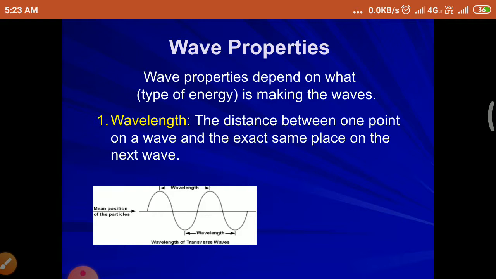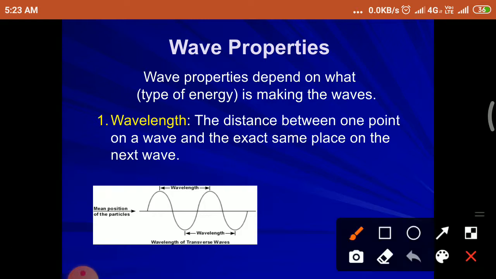It starts with a crest and ends with a crest. Maybe if it starts with a trough, it ends with a trough. So the distance between one point on a wave and the exact same place on the next wave is called wavelength. It is represented by the letter lambda.